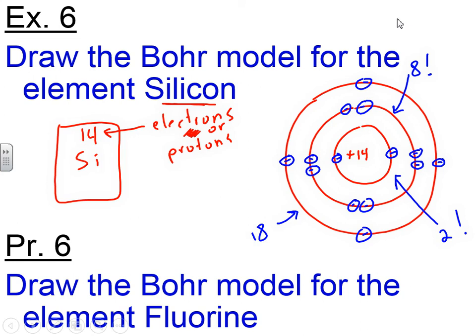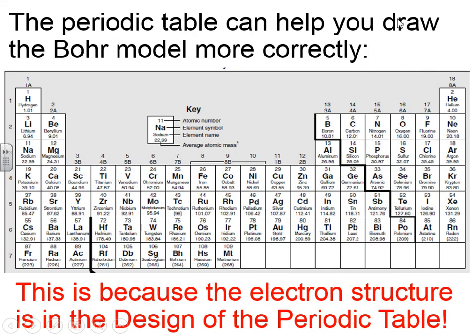Draw problem 6. Try fluorine. Do the same thing with the element fluorine. And now, let's show you how the periodic table can actually help you do this. So here it says the periodic table can help you draw the Bohr model more correctly.